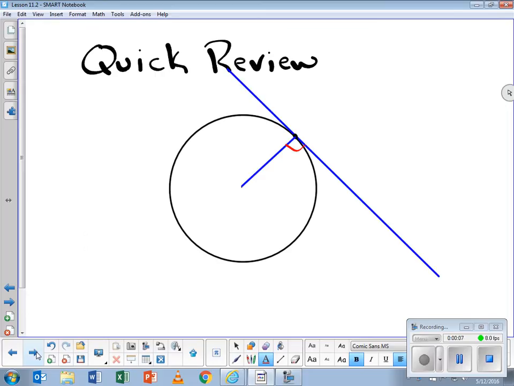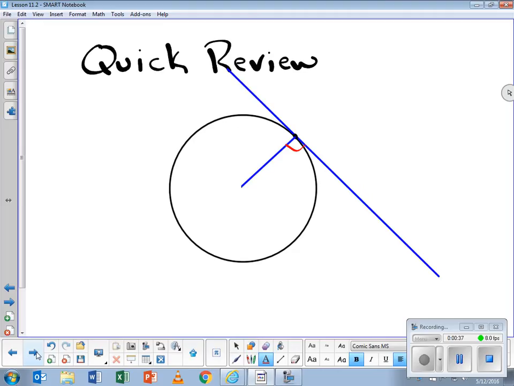So yesterday we began talking about circles. We talked about tangents to a circle. What did we learn about a tangent line to a circle? What's special about it? What's special about the tangent line to a circle? It intersects a circle in exactly one point. And at that point, what's special? It's perpendicular to the radius at that point.